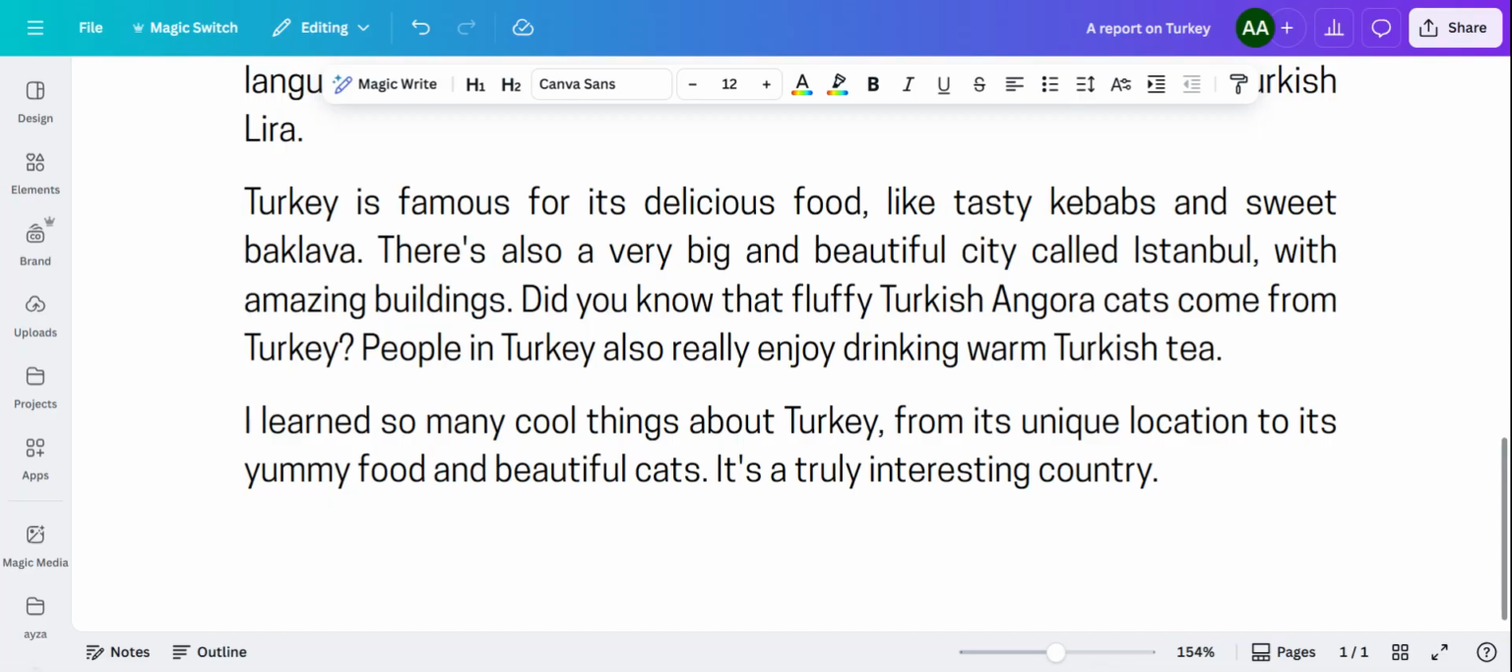Now let's move to the third paragraph. Before that, what if there were more details? Then you would have written the rest of the details in the third paragraph, and the conclusion would have been the last paragraph. Now, as the fact file has been almost covered, let's move to the third paragraph. I learned so many cool things about Turkey, from its unique location to its yummy food and beautiful cats. It's a truly interesting country. Now, this has been the conclusion, the ending lines.